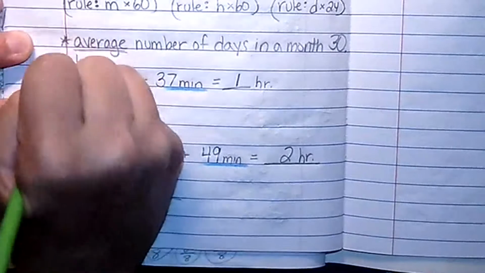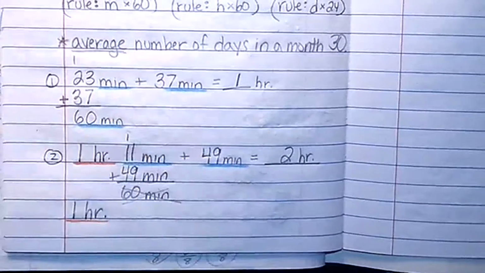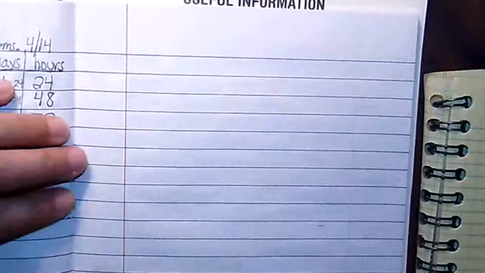All right, those are our first two. I'm going to go to the next page. 2 more like this, and then one that's a little bit different. All right, number 3.